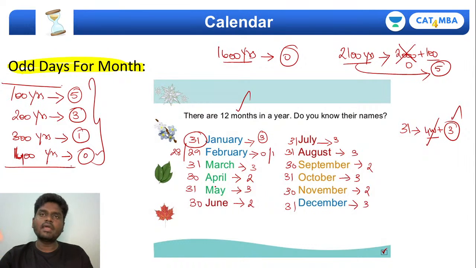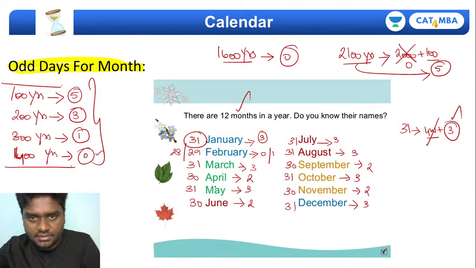If it is a 31-day month, it is 3 odd days. A 30-day month means it is 2. And for 28 days and 29 days for the month of Feb, for a normal year and a leap year, it's going to be 0 and 1. Very simple as that. Okay.